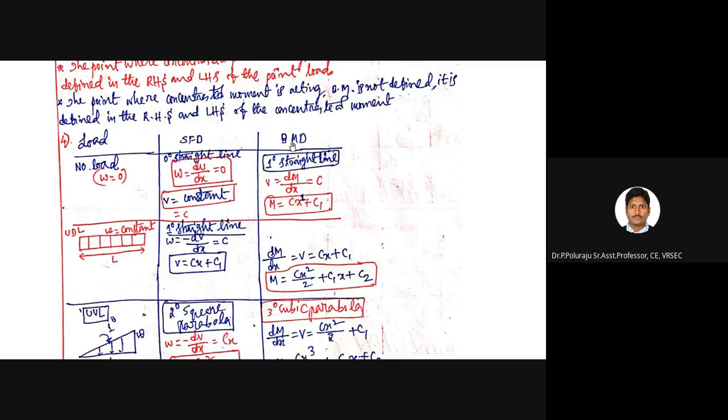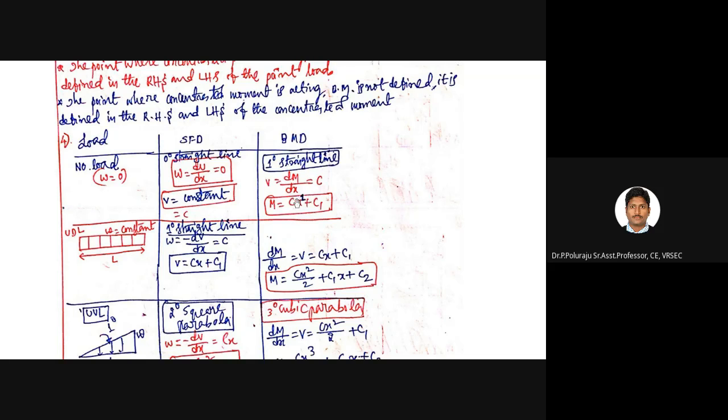Then what about bending moment if no load? That is nothing but a straight line only, but it's a 1 degree. 1 degree means linear variation. V equals dM by dx only. So if you apply integration to this, what will you get?